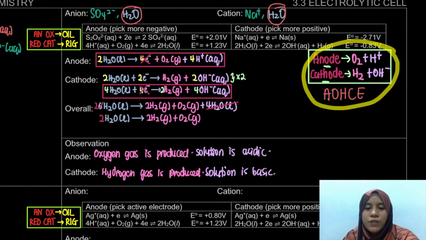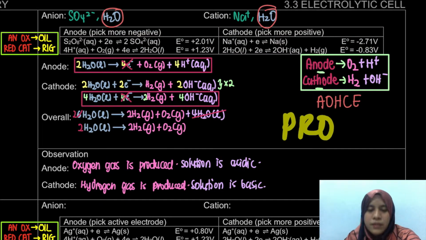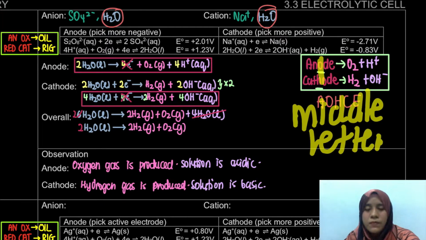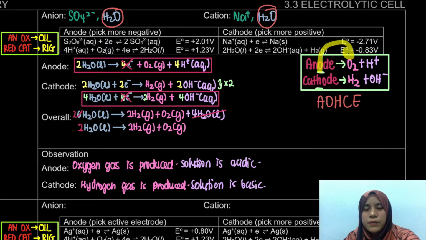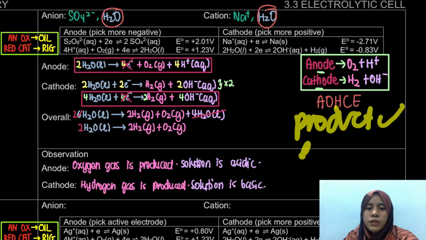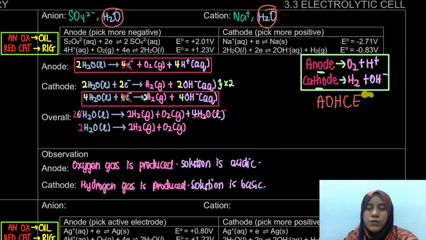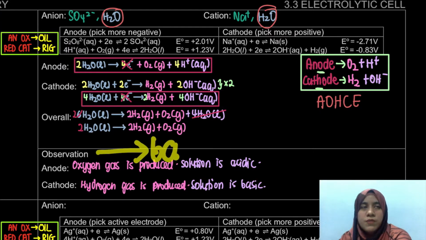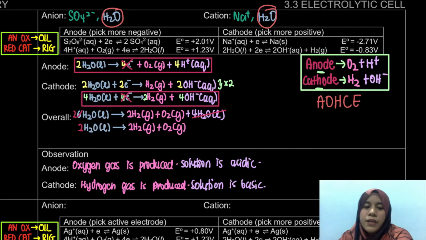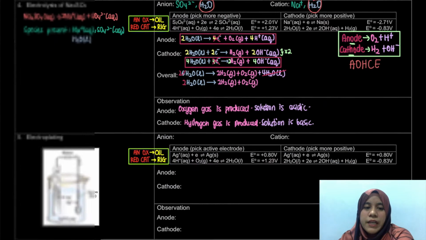Again, for the product itself, the hint in the middle of the question mentions the gas, and then at the cathode, OH minus because selected OH. Since one is OH minus, the other one must be H plus. So that is for the product. Make sure the equation is balanced using the archer: oxygen, hydrogen, charge and electron. And the observation is based on the equation, which must be based on your product. So that is for the Na2SO4.